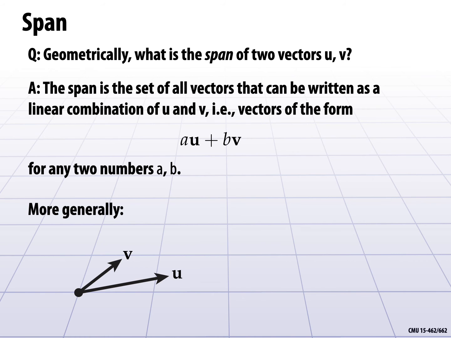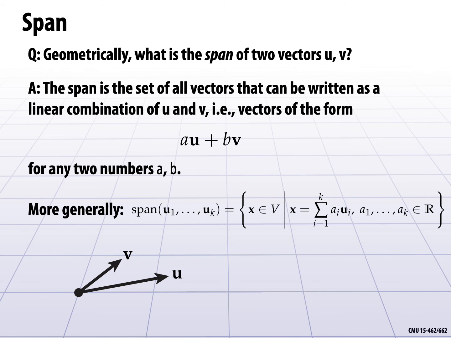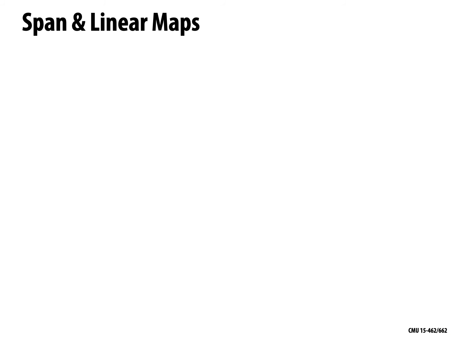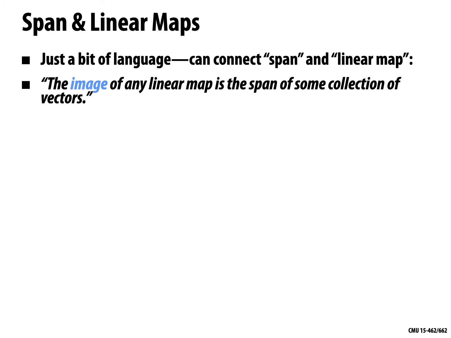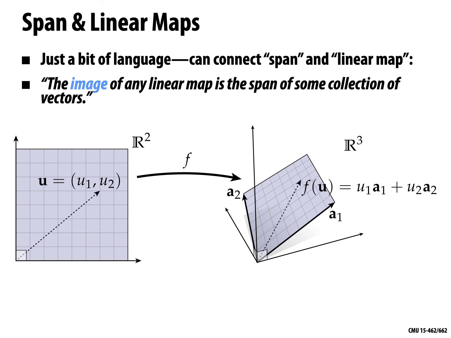Okay? More generally, if I have a collection of vectors u1 through uk, then the span of those vectors is the set of all vectors I can get by taking linear combinations of those k vectors. Why is span important? Well, it gives us another way of understanding linear maps. So we can, just using a little bit of natural language, connect the idea of span and linear map. We can say the image of any linear map is the span of some fixed collection of vectors. In fact, this is exactly the image or the picture that we saw before.